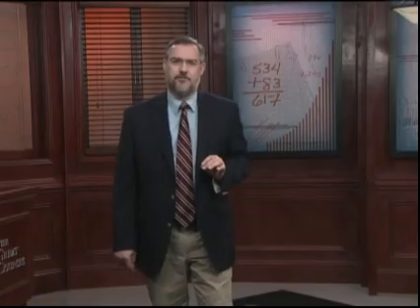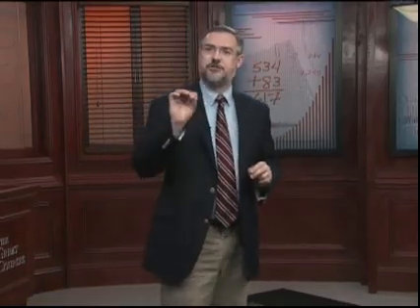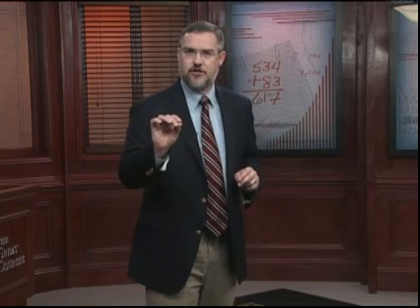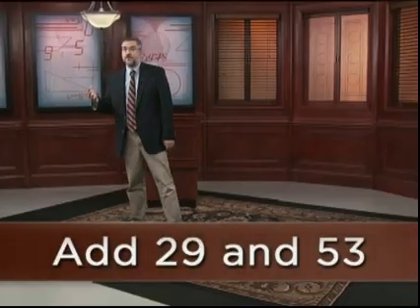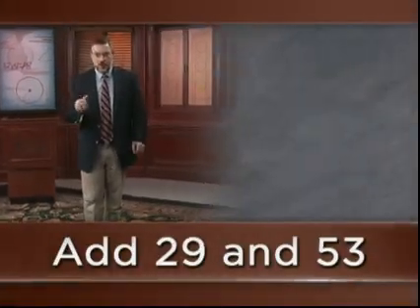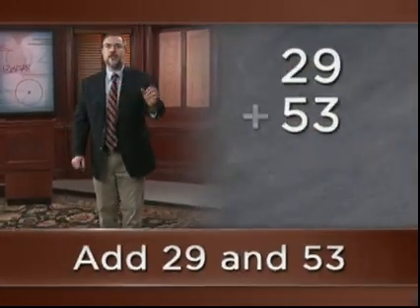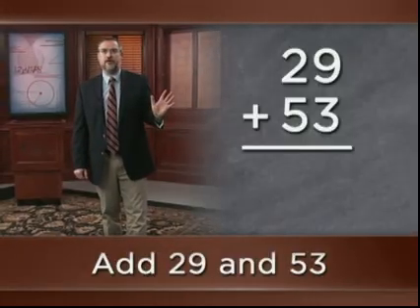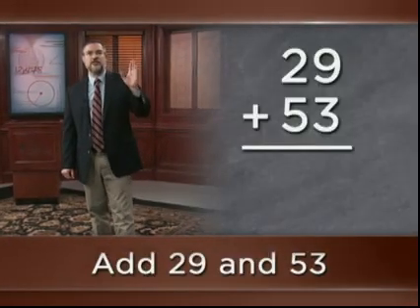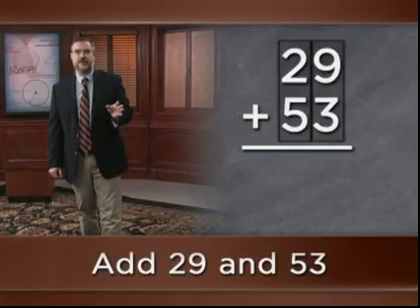Now, let's look at a slightly more complicated example. It's only going to be two two-digit numbers again, but there's a very interesting twist that occurs with this example. Here it is. Let's add 29 and 53. Okay, so what's the first thing we need to do? We need to be careful about how we write the numbers. We're going to write them vertically again, one number above the other, and we're going to make sure that we line up those corresponding digits.